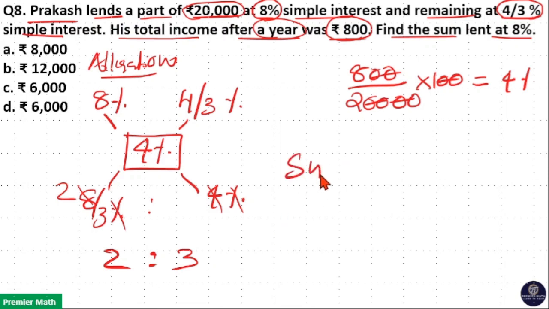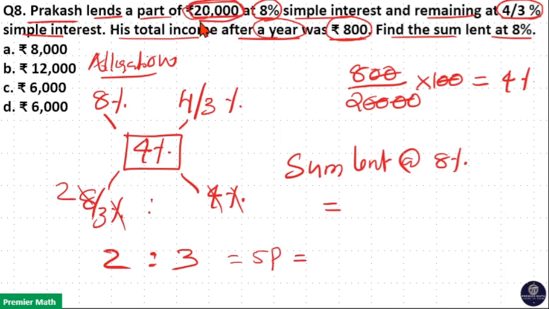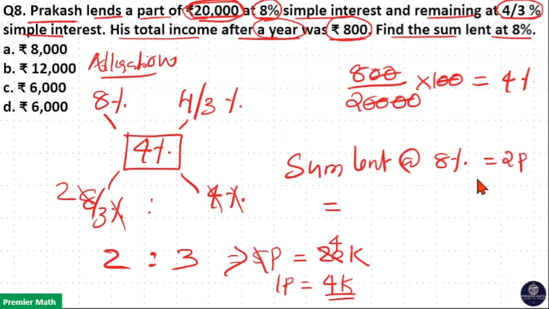Now, the sum lent at 8%, we need to find it. Here total part is 2 plus 3, 5 part. This 5 part is this 20,000 rupees. Now 5 goes 4 times in 20. That is 1 part is equal to 4,000. Now sum lent at 8% is equal to 2 part. So 2 part is equal to 2 into 4,000, which is equal to 8,000.